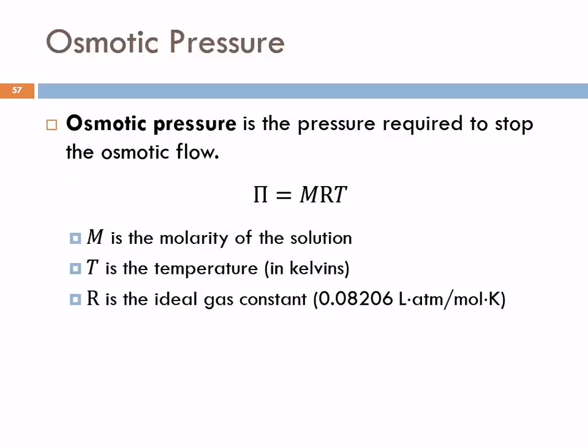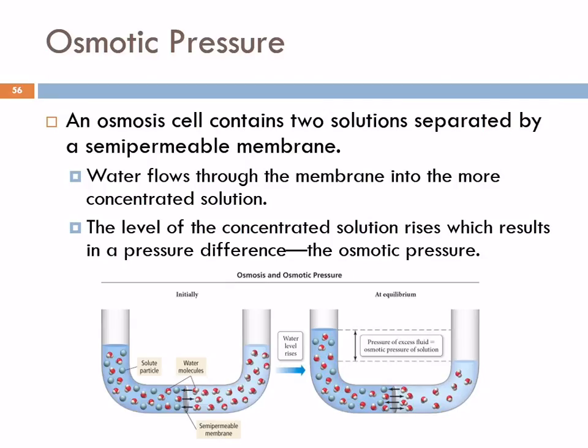Of course, we have an equation for this as well. That's a capital pi. Looking forward to pi on Thanksgiving. Osmotic pressure is the pressure needed to stop osmotic flow. So if we go back to this, how could we get these water levels to be equal again? We could put pressure on this side. The amount of pressure we would have to apply to force the water back to the other side would be equal to the osmotic pressure.